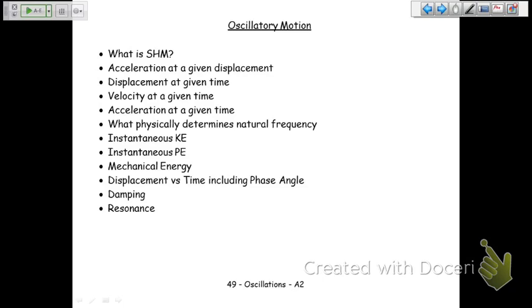What would the displacement at a certain time be? What would the velocity at a certain time be? What would the acceleration at a certain time be? And so on. That's what we're doing. And then towards the end, we have these last two bits, which are to do with real systems. Real oscillating systems have a thing called damping in them, and so we'd like to talk a little bit about damping.